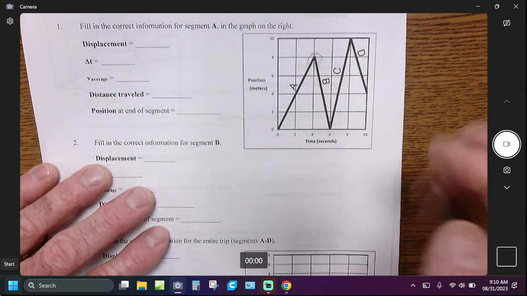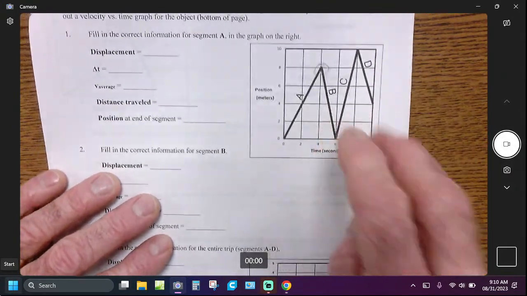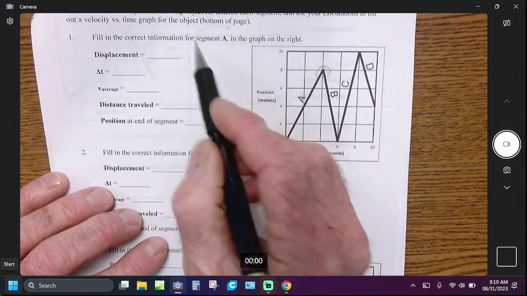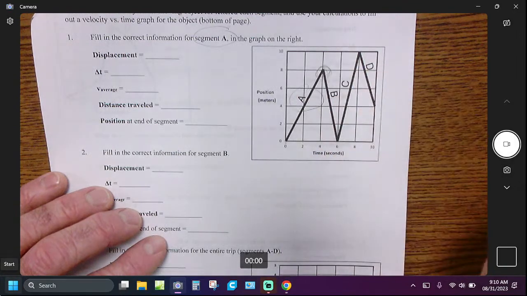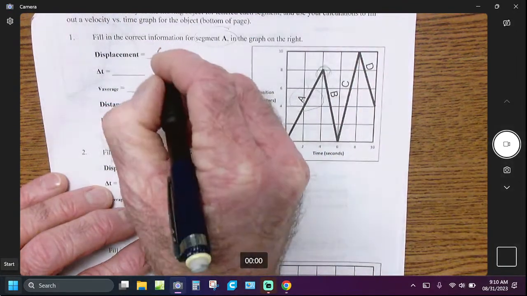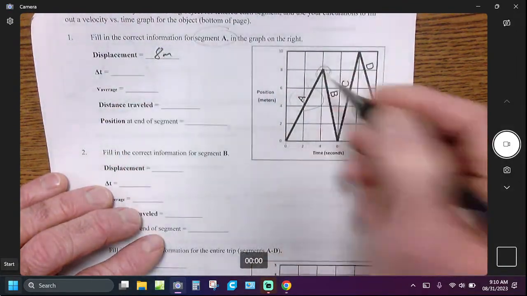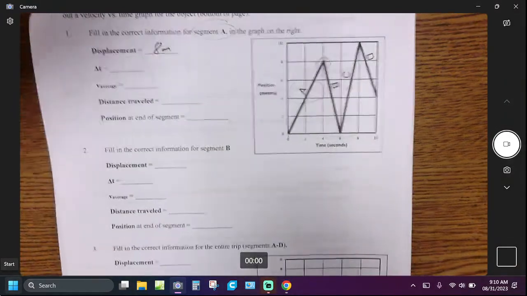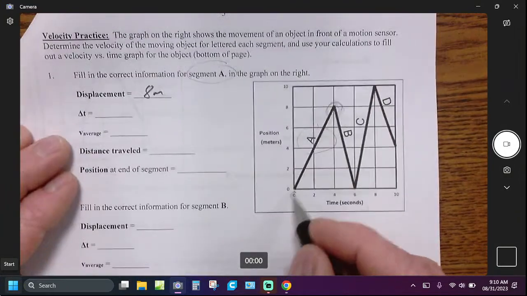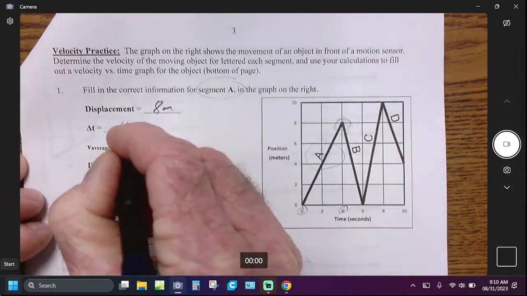Anyway, this is like what we were doing yesterday. But this is just asking about segment A. So what's the displacement for segment A? Starts here, ends there. 8 meters. So you're going from 0 to 8, we're gaining 8. How about the time interval? 4 seconds. So here's the starting time, there's the ending time, 4 seconds.